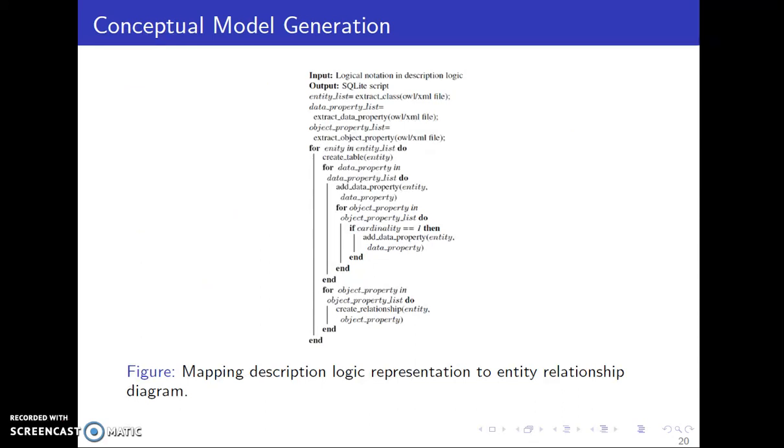So once we have generated the OWL XML notation, then we map this notation into an entity relationship diagram, and we use this algorithm to do that. What this algorithm does is take the OWL XML notation, and in the notation every class becomes an entity in the ER diagram, every data property becomes an attribute for that particular entity in the ER diagram, and every object property becomes a relation between the entities in the ER diagram.